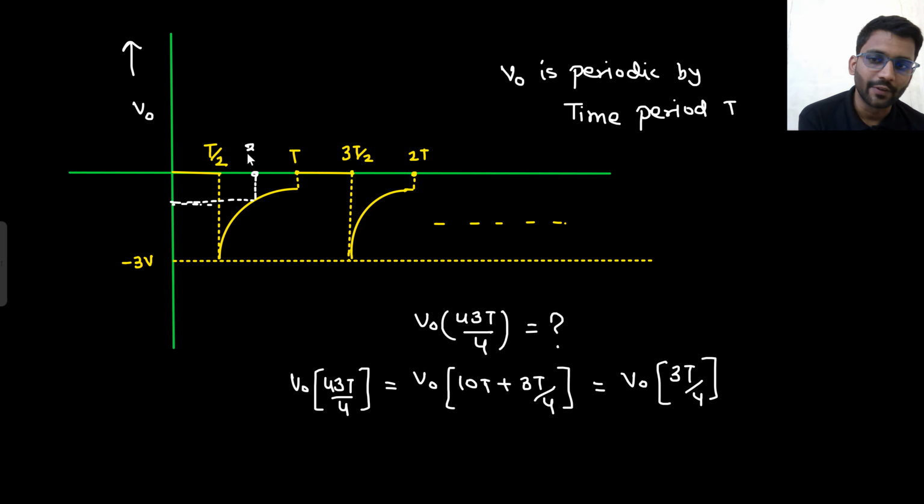So this value only we need to find: V naught value at 3t by 4. This value only we need to find. That's it. So what is our V naught t?